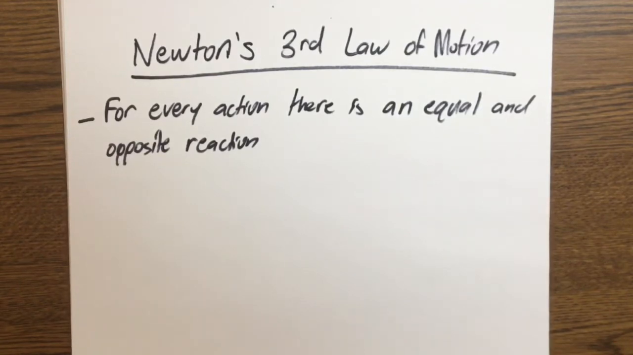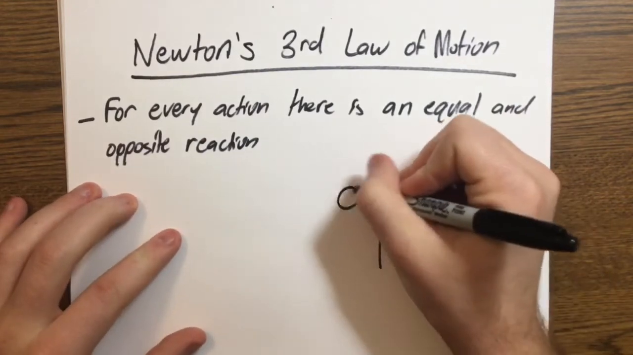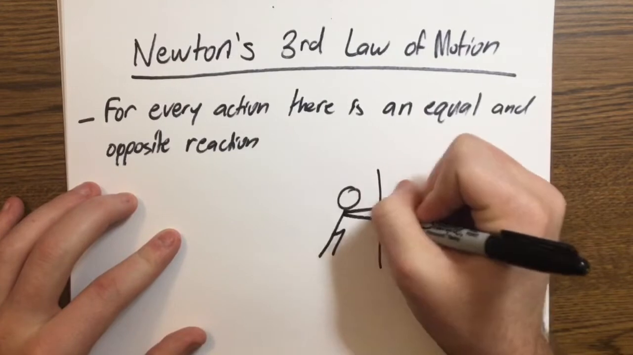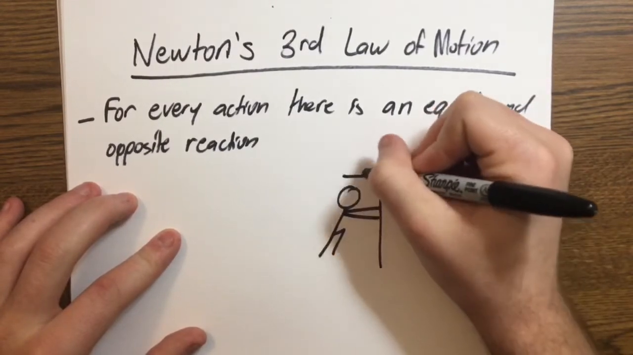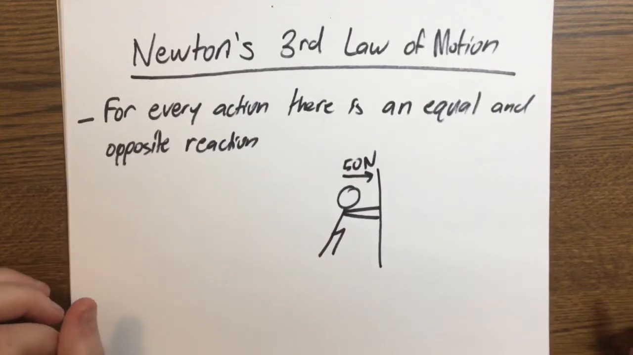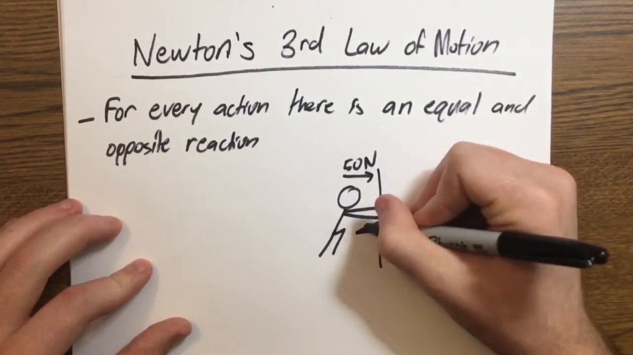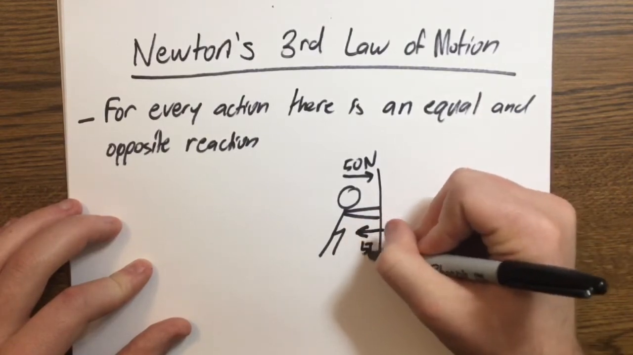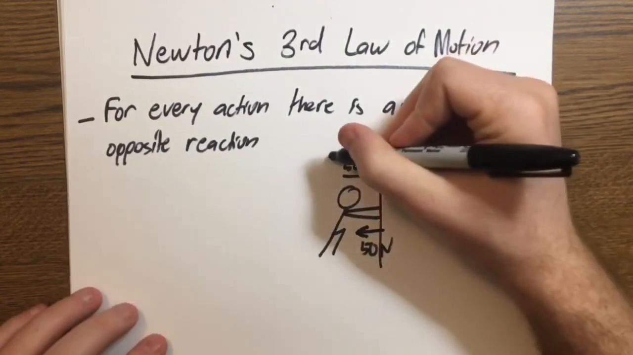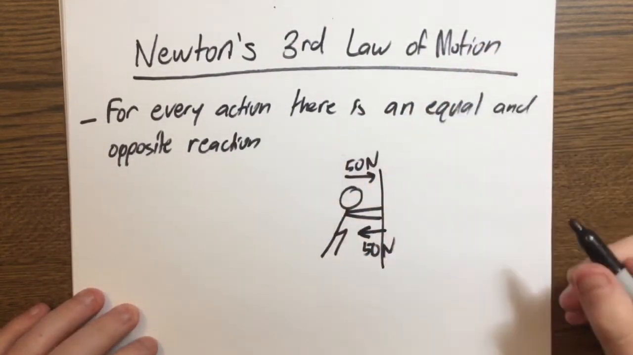This is basically saying that if here's a wall, here's me, if I push against this wall with 50 newtons of force, then the wall is going to push back at me also with 50 newtons of force. So the action was pushing in, and the reaction was the wall pushing back at me.